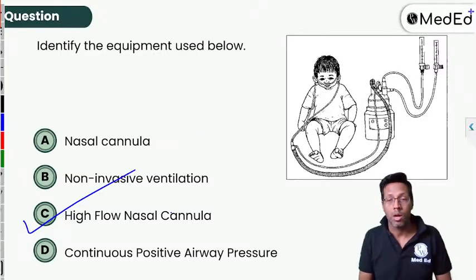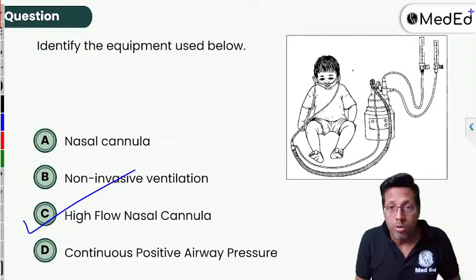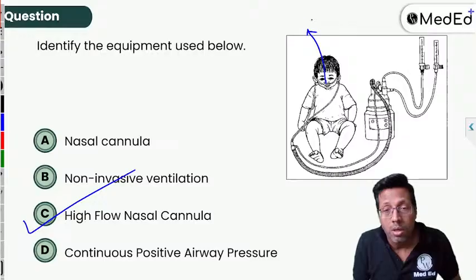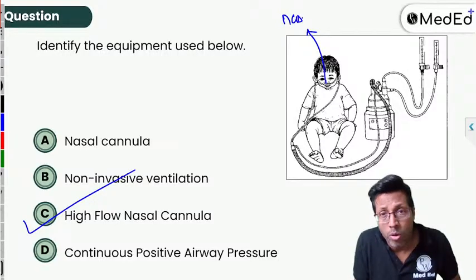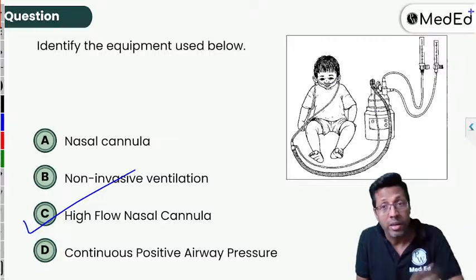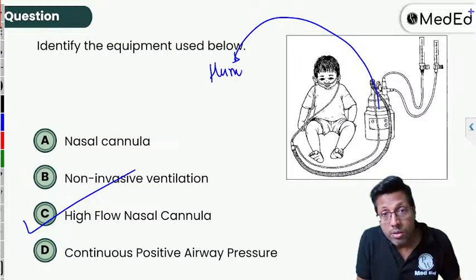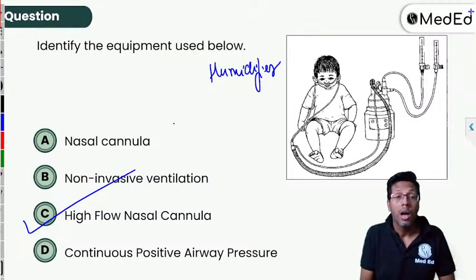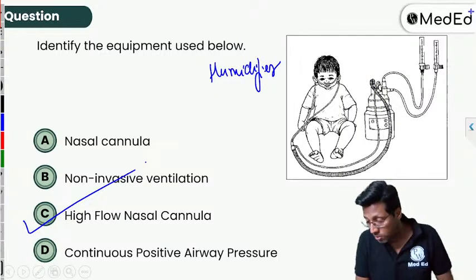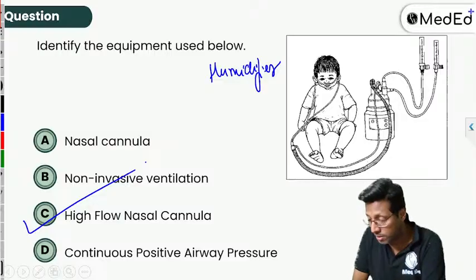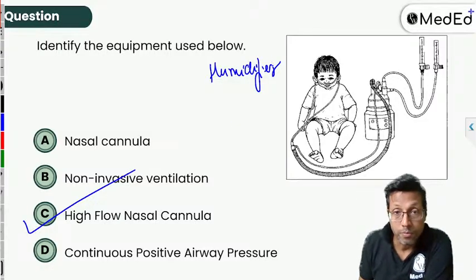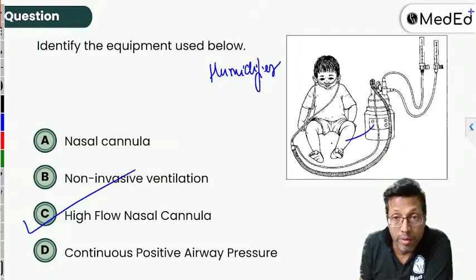This is a high flow nasal cannula. How did you identify? Of course, here it looks like a nasal prong, a normal nasal prong only. But yes, it is different. The reason why I could identify and all of you could identify was the presence of this point, the humidifier. This humidifier is how you identify this image to be a high flow nasal cannula. Okay. This is the humidifier that you see.